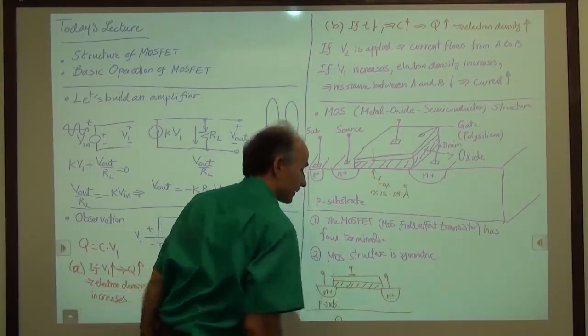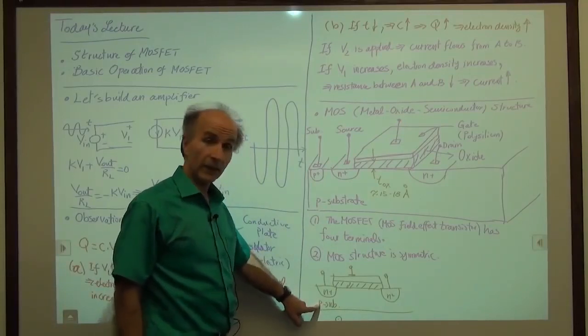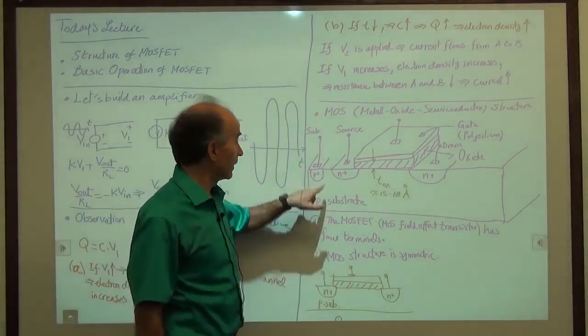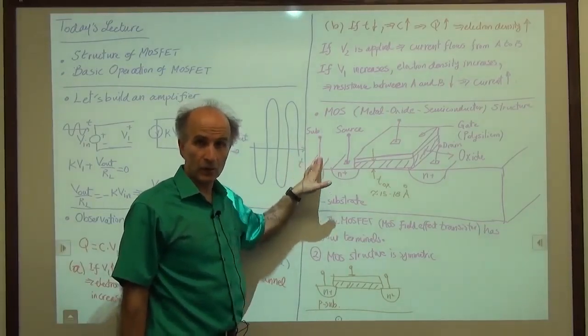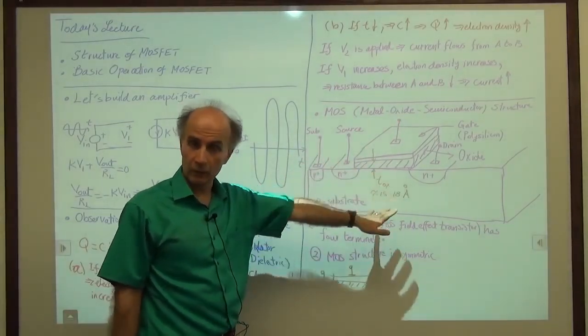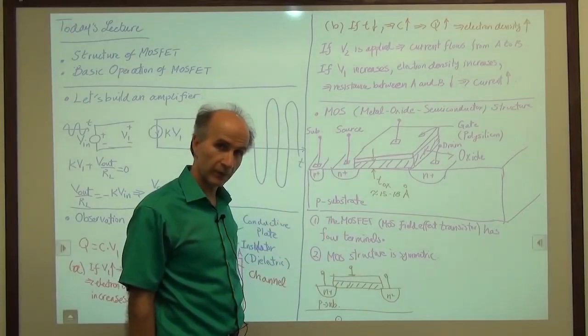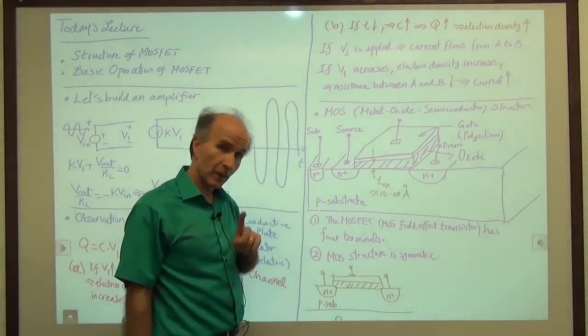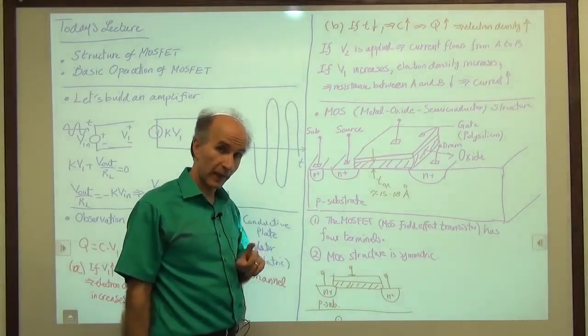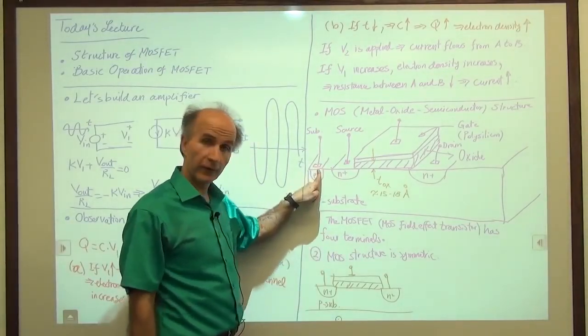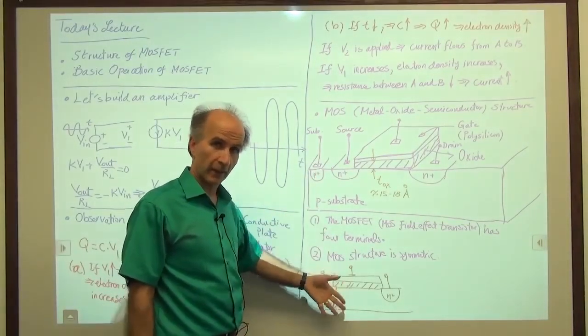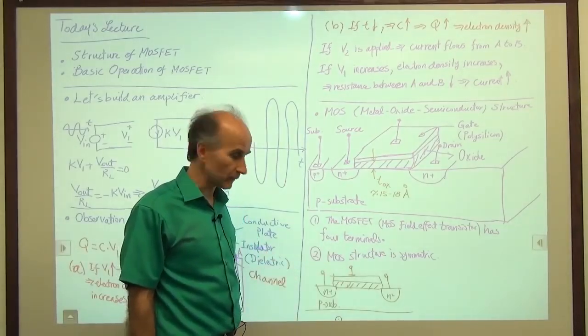In fact, in many cases, we may not even draw the substrate, and we may not even draw the substrate connection. As we will see, the substrate connection usually is some well-defined voltage, and we don't worry about it too much. But you should always remember that a MOSFET fundamentally has 4 terminals, even though we often don't draw this 4th terminal in our schematics or circuits, etc.